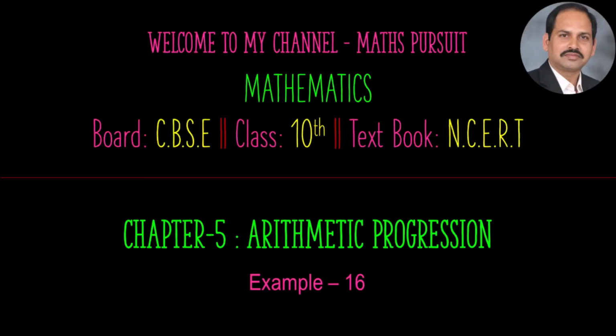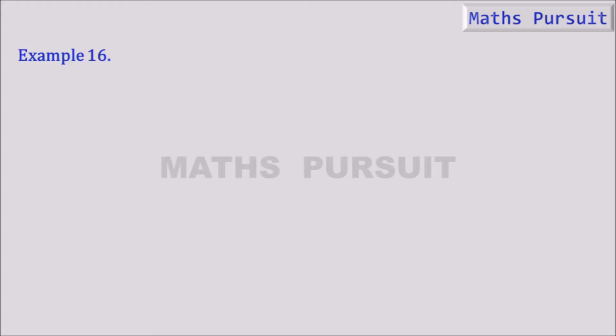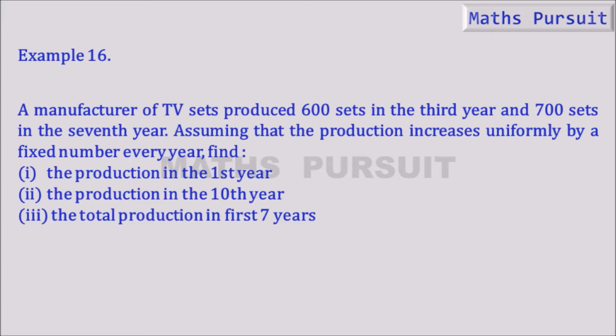Today we are going to look into example 16 from chapter 5, called arithmetic progression. So let's see what exactly is given in example 16. It is given that a manufacturer of TV sets produced 600 sets in the third year and 700 sets in the seventh year. Assuming that the production increases uniformly by a fixed number every year, find: number 1, the production in the first year; number 2, the production in the 10th year; number 3, the total production in the first 7 years.